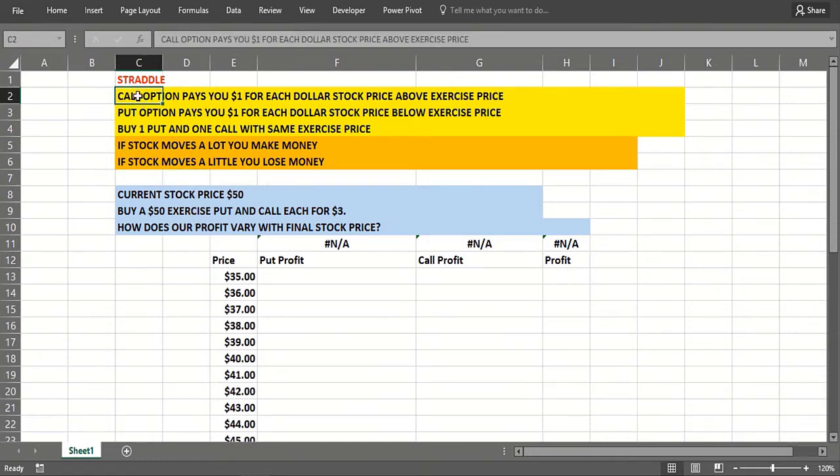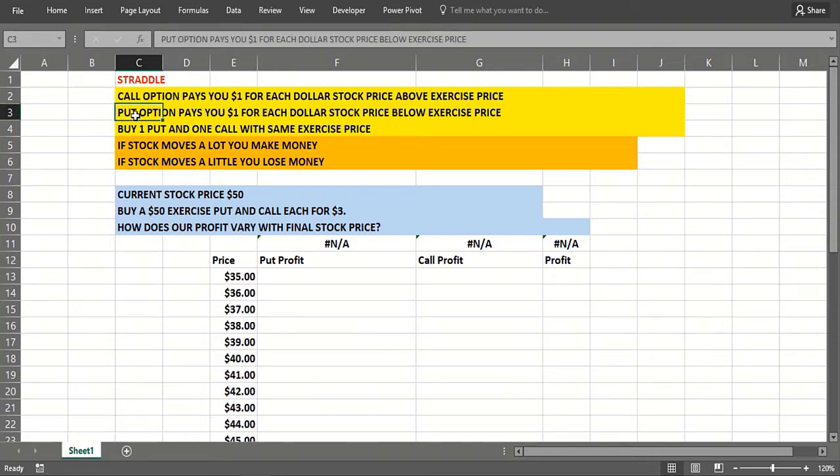So what does a call option do? It pays you $1 for every dollar the stock price rises above a price called the exercise price. So if the option exercise price is $50 and the stock goes to 51, you get $1. Goes to $52, you get $2. $53, you get $3. $49, you get nothing. $48, you get nothing. A call option is betting the stock will go up.